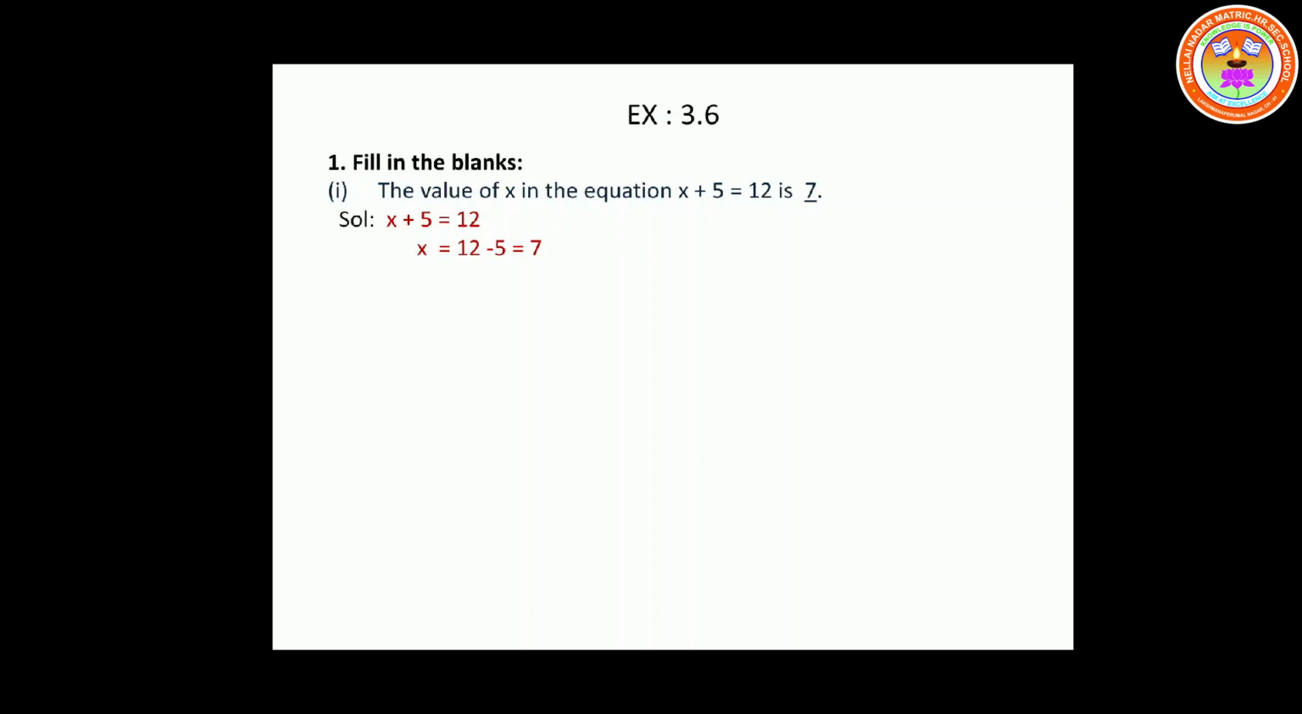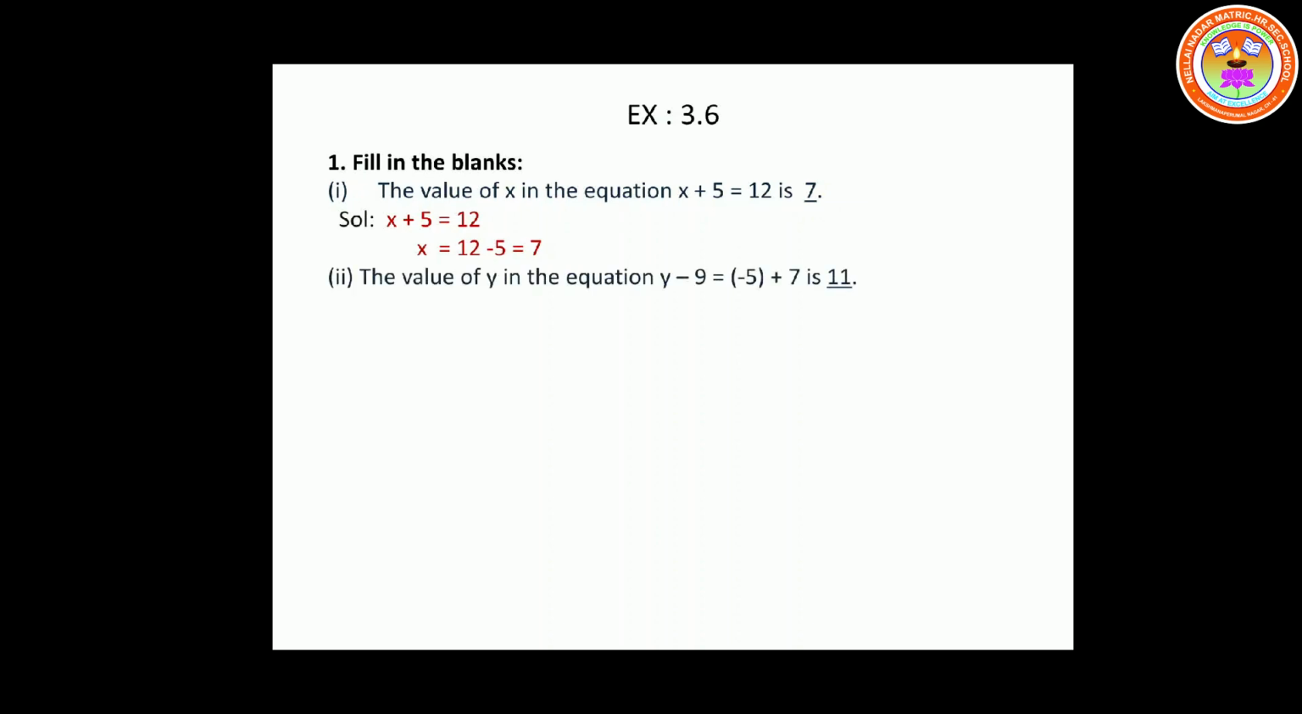So what I have used here is the transposing method. X plus 5 is equal to 12. I am going to transpose plus 5 to the other side of the equation. So plus 5 becomes minus 5. So x is equal to 12 minus 5. Now 12 minus 5, when you subtract, what is the answer? 7. So the answer is 7 for the first blank.